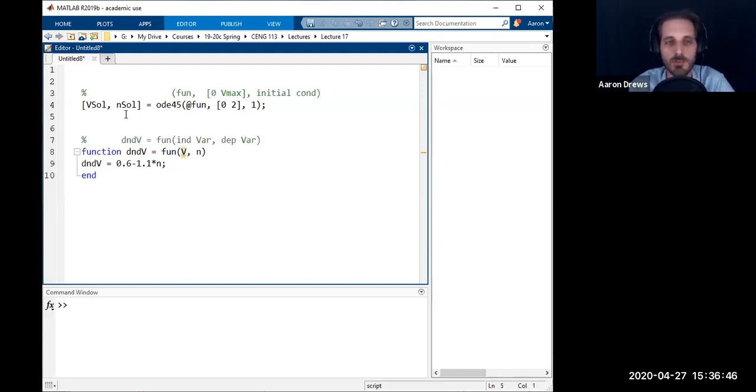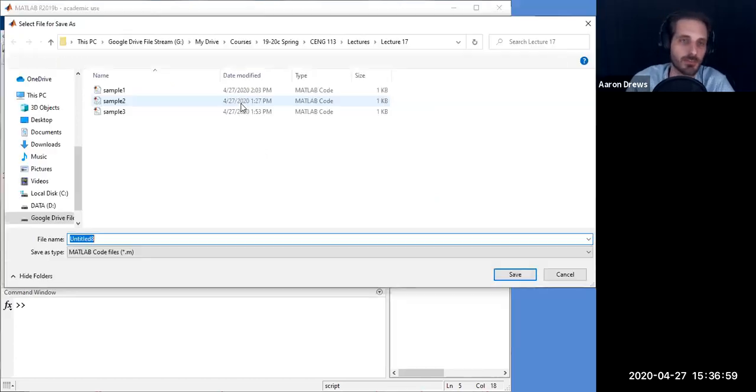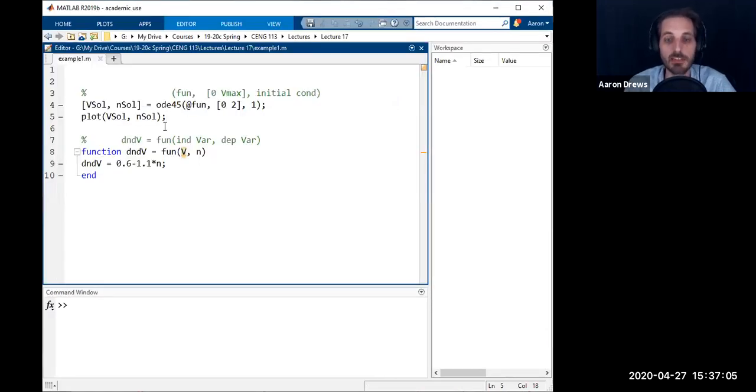If we then wanted to plot, for example, the profile, we would say that it's VSol, nSol. Make sure we get something like that. And this is it, right? Make sure I save this. Example 1. That is how we would solve this thing numerically.